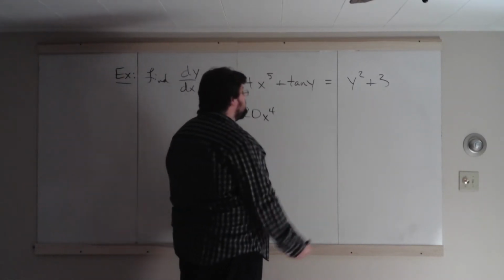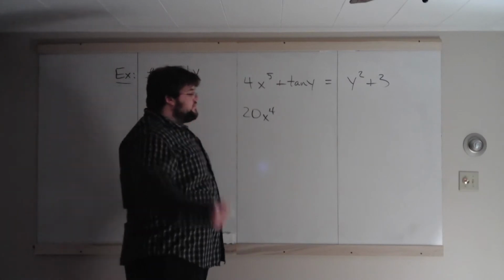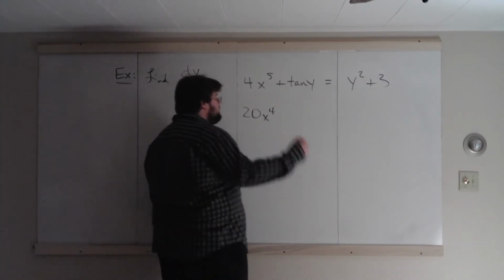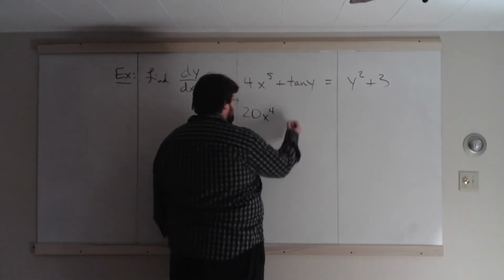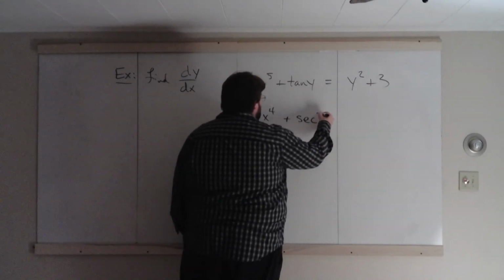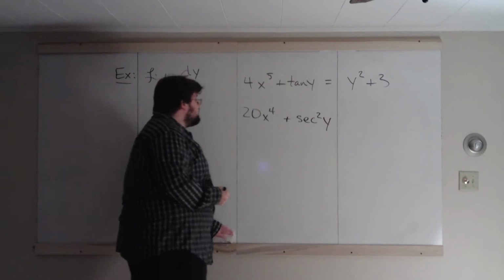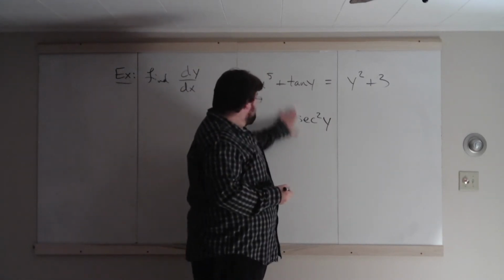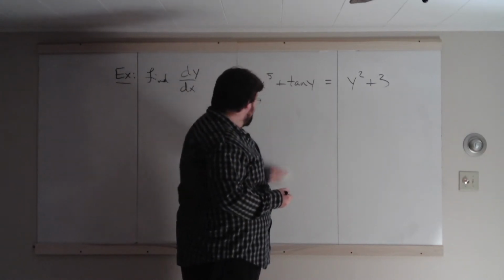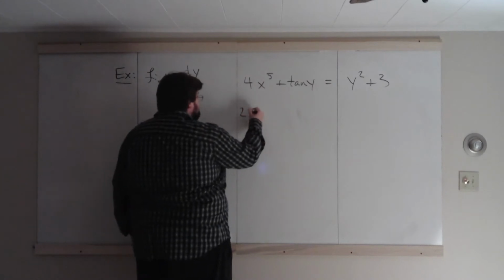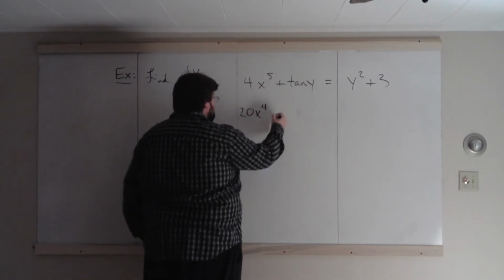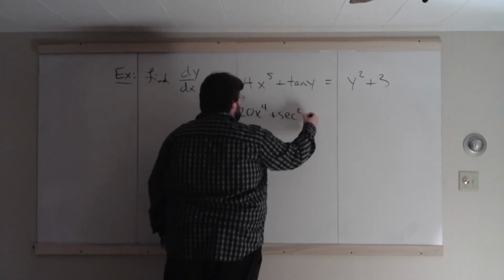Derivative of tangent of y. Well, derivative of tangent y with respect to x, we take the derivative of tangent normally. Derivative of tangent is secant squared of y. I'm going to write a little smaller so that fits on the one side of this board. Derivative of 4x to the fifth, this is 20x to the fourth, plus secant squared of y.